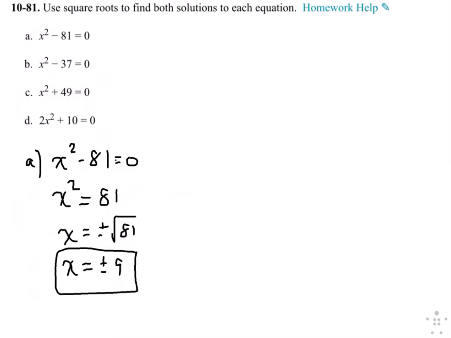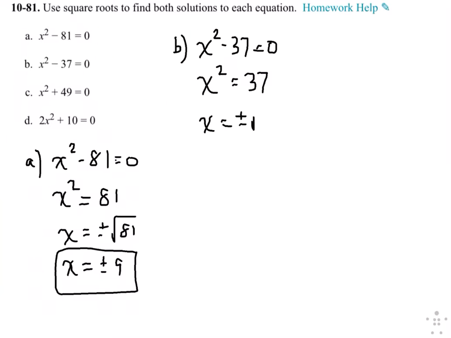For B, I'll do it up here. We have x squared minus 37 equals 0. Same thing, we add 37 to both sides. And then we take the square root of both sides, and we get x equals plus or minus root 37.